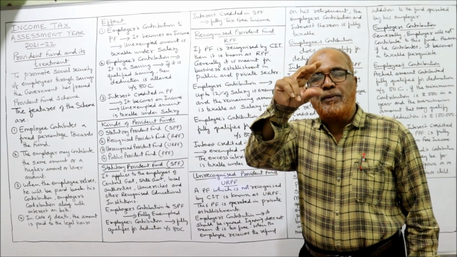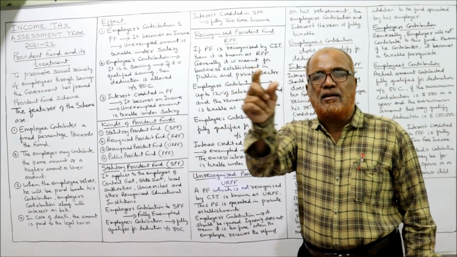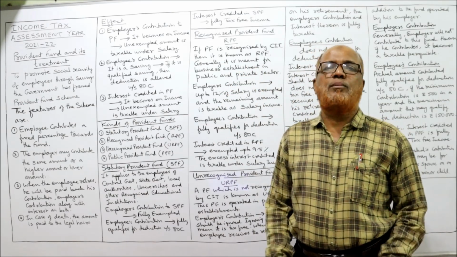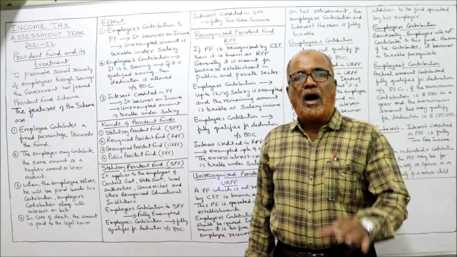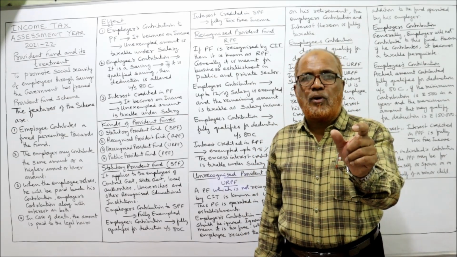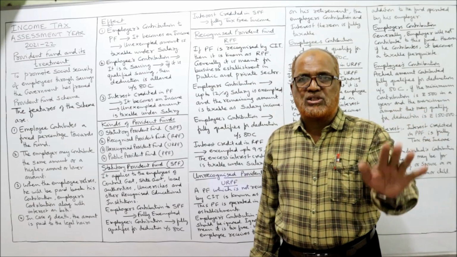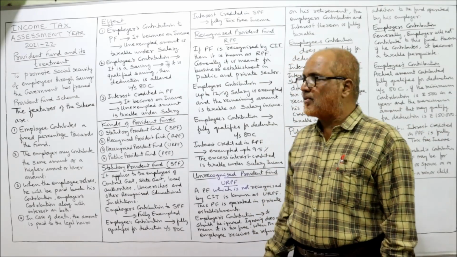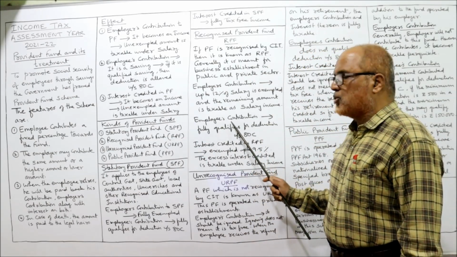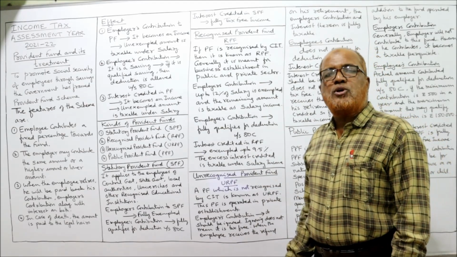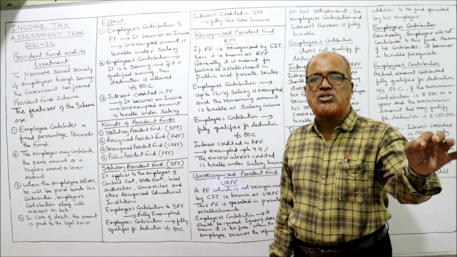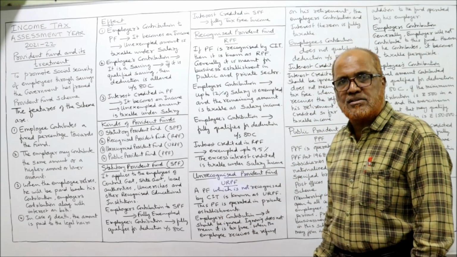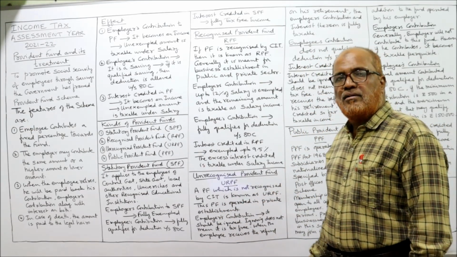That means when you compute income from salary, under that salary you will take the employer's contribution to RPF in excess of 12%. Up to 12% if the employer contributes, it is tax-free. Then the employee's contribution to RPF fully qualifies for deduction under section 80C. Remember this.